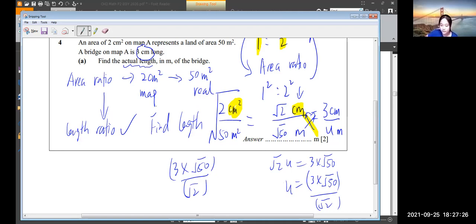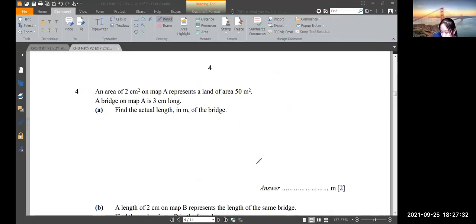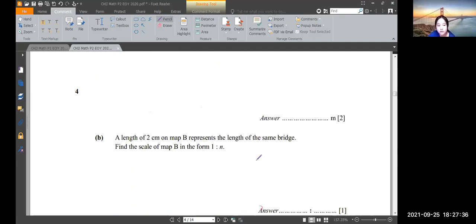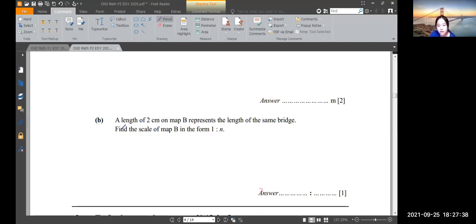Part B. Part B or done? Because I couldn't do part A, so I couldn't continue with part B. Okay, good. So over here it says the length of 2 cm on the net represents the length of the same bridge. So now they want you to find the 1 to n.